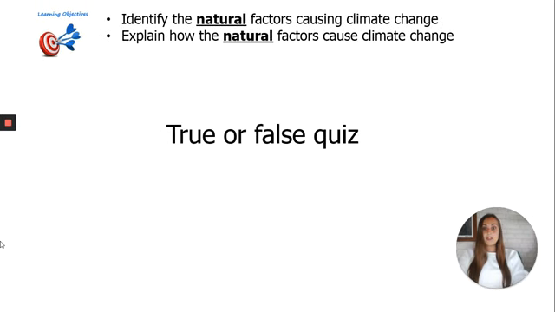And we're just going to do for the second task a little true or false quiz. So you need to be honest with yourselves here. I'll read out a statement, just jot down, do you think that's true or do you think that's false? And then I'll show the answer straight away so you can mark it.